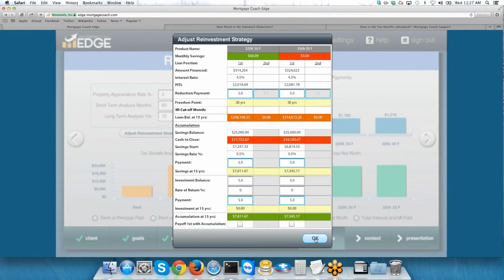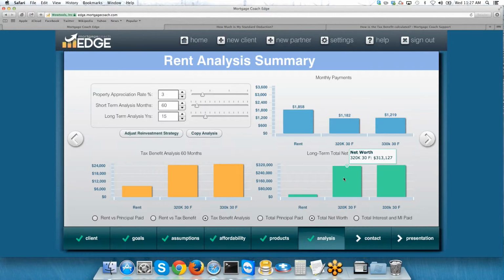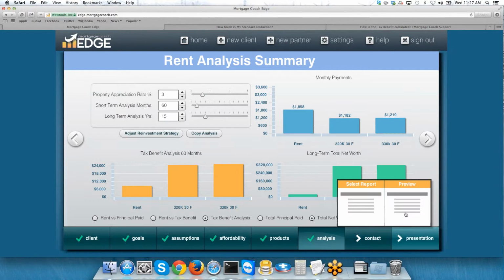But remember what we saw for their long-term net worth. 313,000. This is all the equity they've been accruing. The net worth on the home ownership side is liquid assets plus the equity. So just be prepared to explain that to your client.